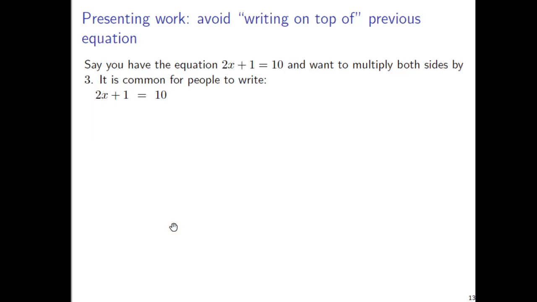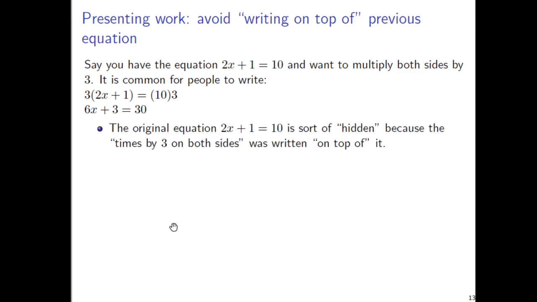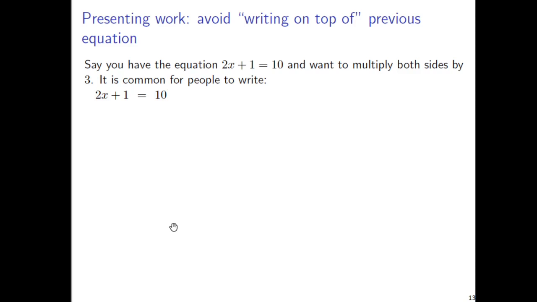Okay, say you have the equation 2x plus 1 equals 10, and you want to multiply both sides by 3. I'll let you know that it's very common for people to try to write 3 times quantity 2x plus 1 equals 10 times 3, and have 6x plus 3 equals 30. And in the original equation, 2x plus 1 equals 10, this is sort of hidden because people take this times by 3 on both sides and write on top of it. Let me step back and say what I mean.